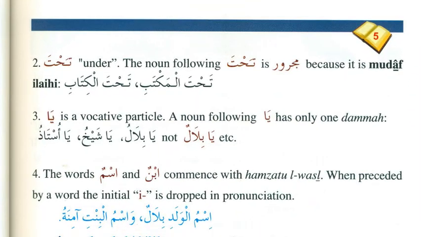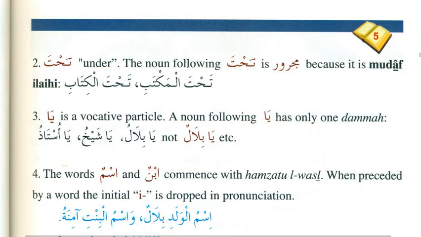Then the word tahta. Here the word tahta is not harfe jar, but it always acts like muzaf. So the word tahta makes the next word majroor. So you see kitab has kasra, maktab has kasra. If someone asks you why the word maktab and kitab are majroor, you will say the word tahta is muzaf, so they become muzaf ilay, and muzaf ilay is always majroor.